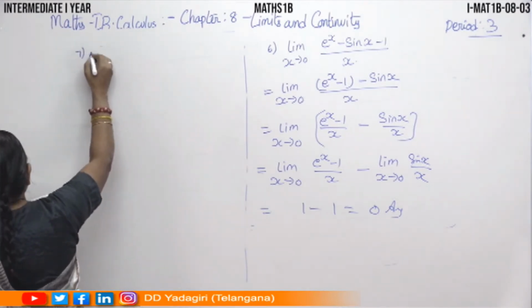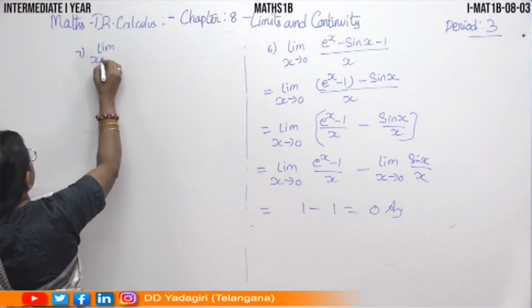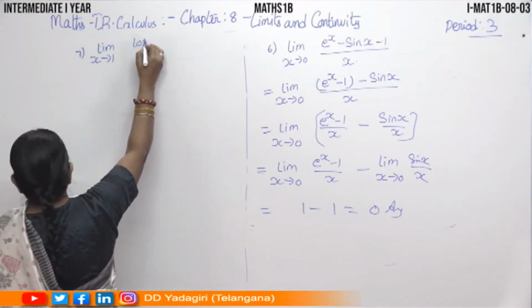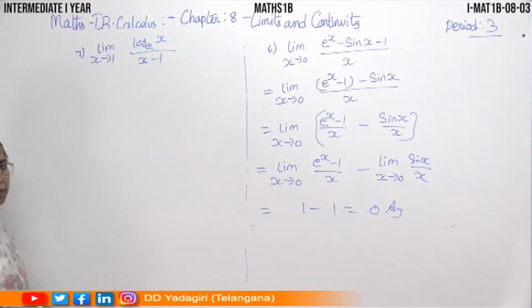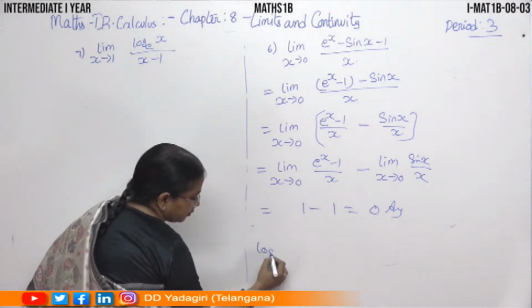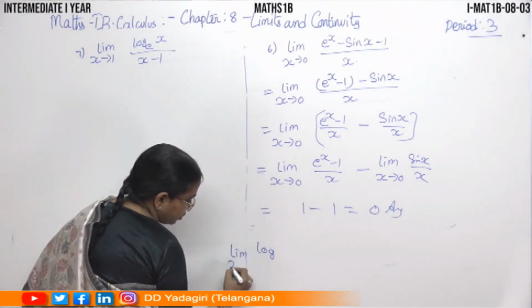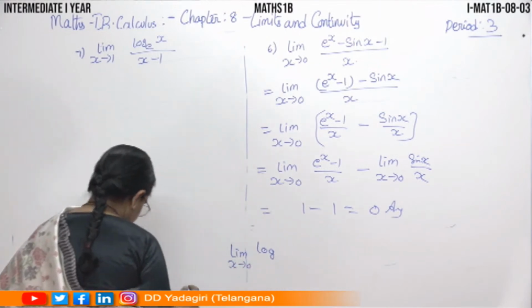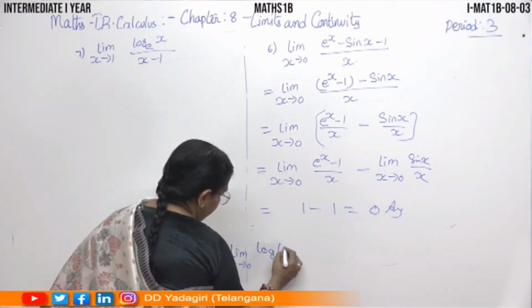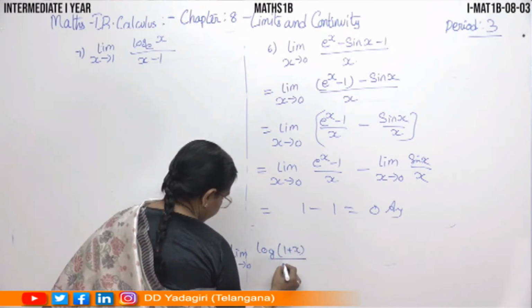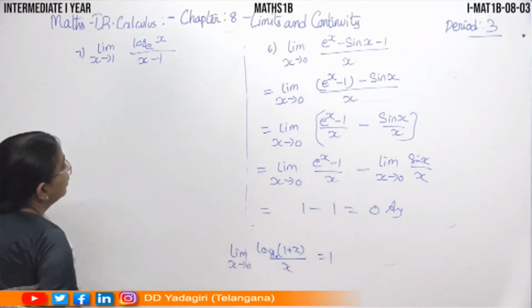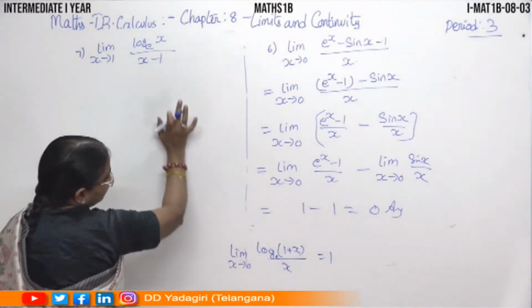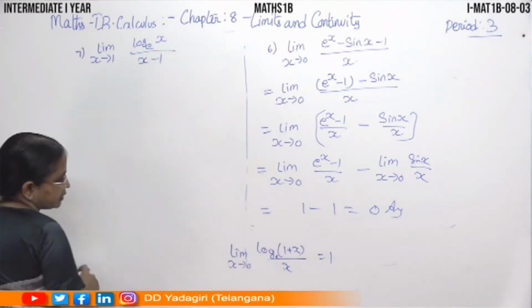Seventh problem. Limit x tending to 1 of log x to base e by x minus 1. Now this problem is a little bit different. Why? Because we have the standard limit as limit x tending to 0 of log of 1 plus x by x equal to 1, to the base e. This was our standard limit. But here, in the place of x, we have x minus 1.